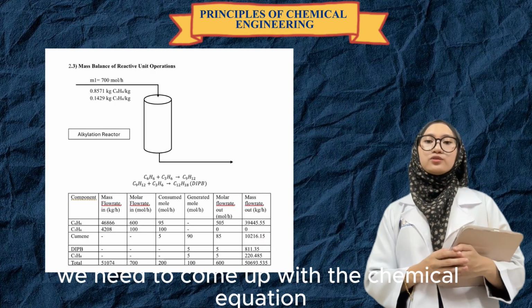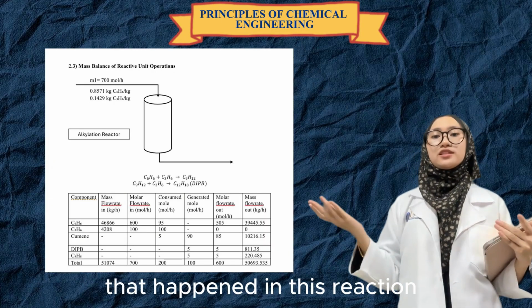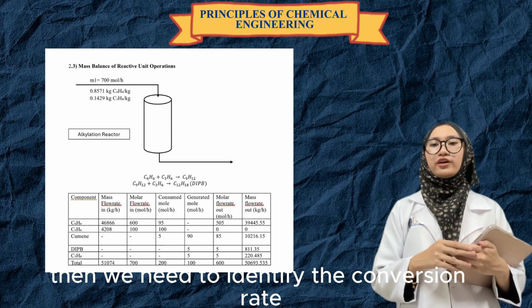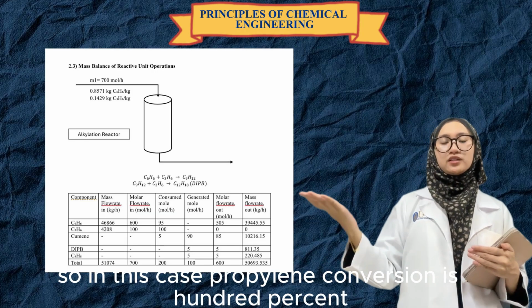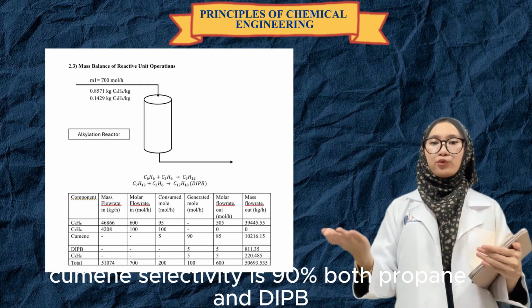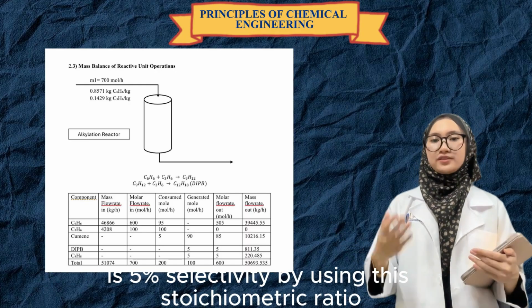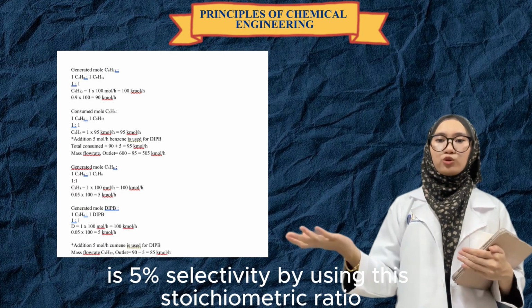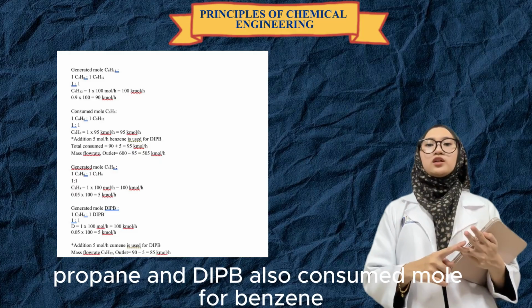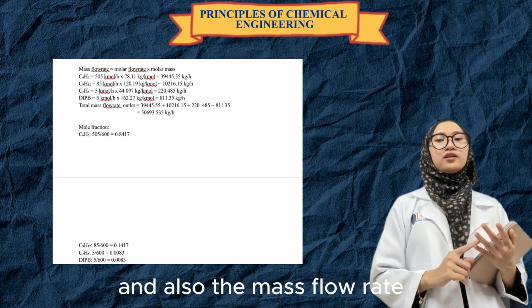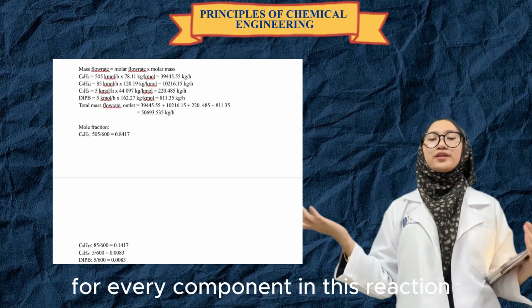First of all, we need to come up with the chemical equation that happens in this reaction. Then we need to identify the conversion rate. In this case, propylene conversion is 100%, cumene selectivity is 90%, and both propane and DIPB have 5% selectivity. By using this stoichiometric ratio, we can solve the generated moles for cumene, propane, and DIPB, also the consumed moles for benzene, and also the mass flow rate for every component in this reaction.